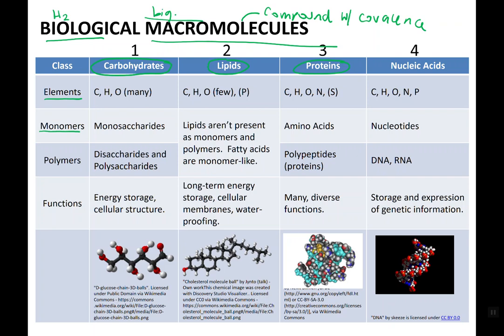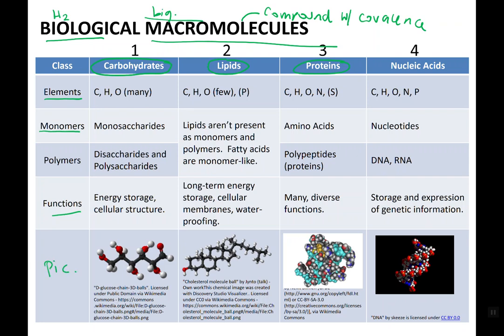Monomers are a building unit of polymers. A polymer is the name for a complex molecule that has a repeating arrangement of smaller molecules. So monomers make polymers when they are bound together. And then we have function as well, and a visual representation, so picture.